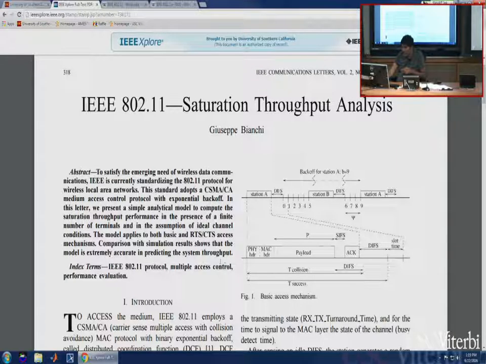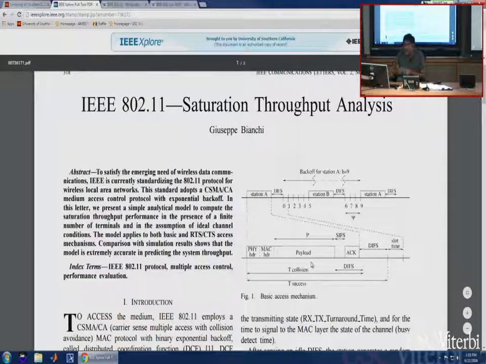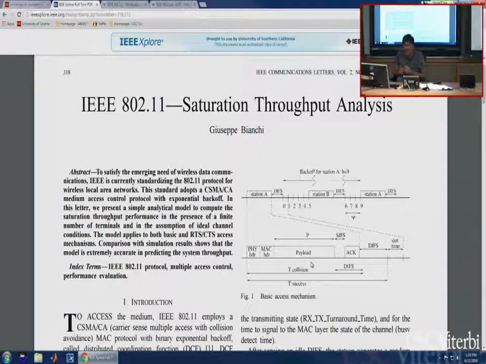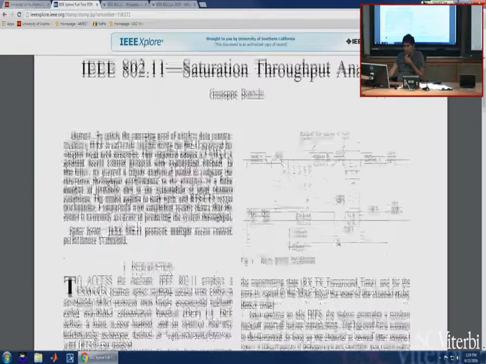So here's a basic picture of what the standard looks like as far as the CSMA behavior goes. This is each packet. The packet has a PHY header, a MAC layer header, and the payload. After each packet, there's a short interframe spacing.